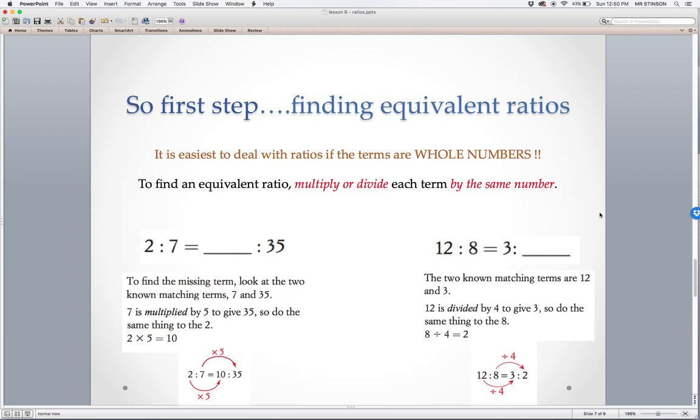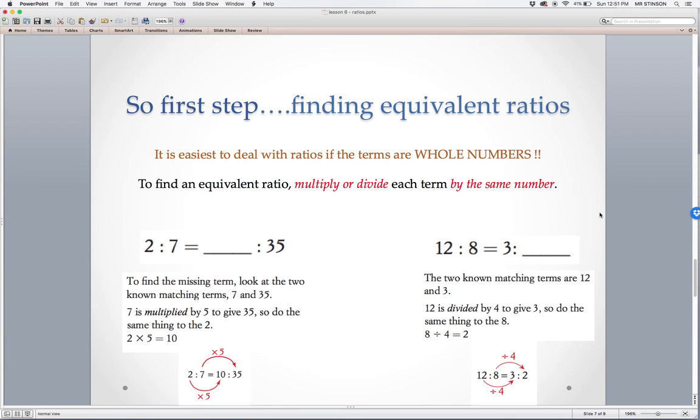So we look at what has happened to 7 to become 35. In this example, 7 has been multiplied by 5 to give an answer of 35. So if this is the case, we need to do the same thing to the other term, 2. Therefore, 2 times 5 is 10. If you look below, we can see that our new equivalent ratio of 2 to 7 is now 10 to 35, because we multiplied both terms by the number 5.